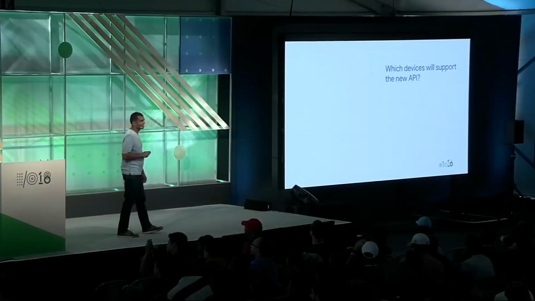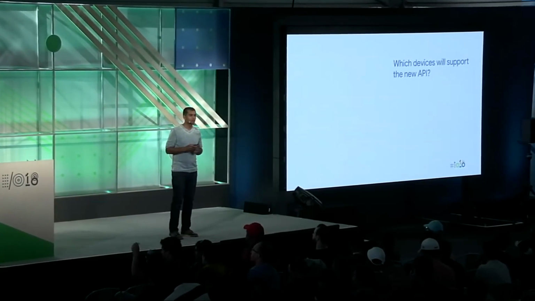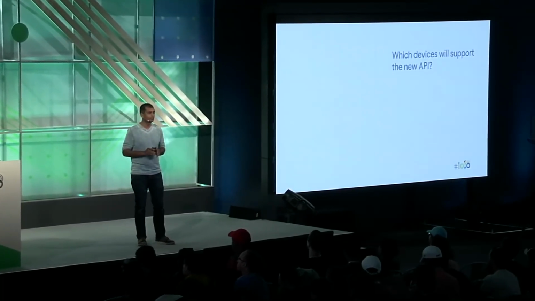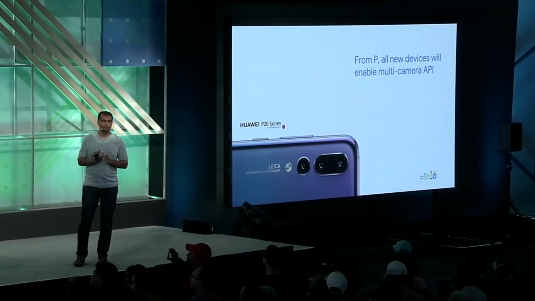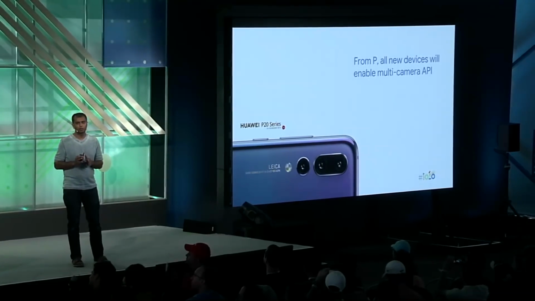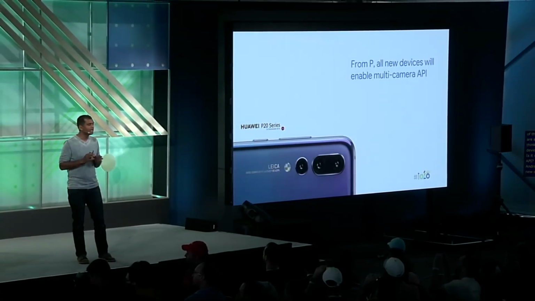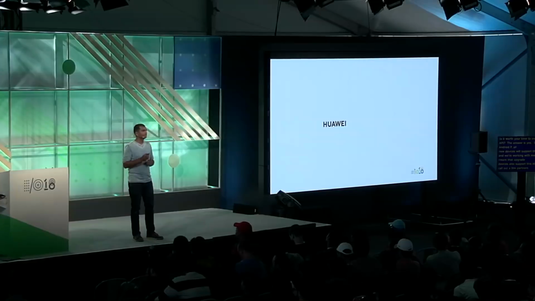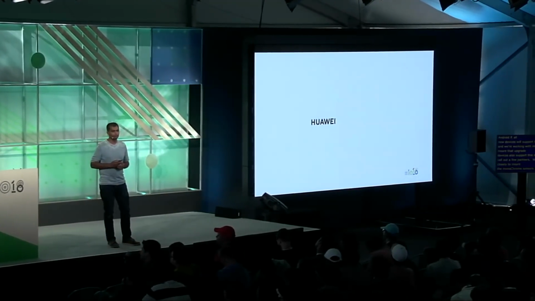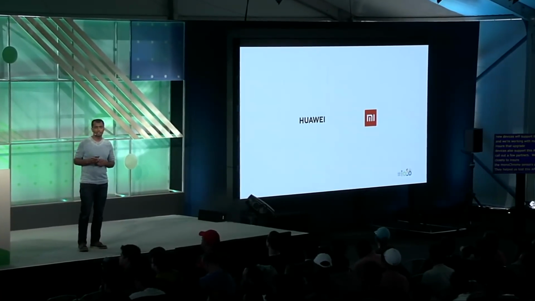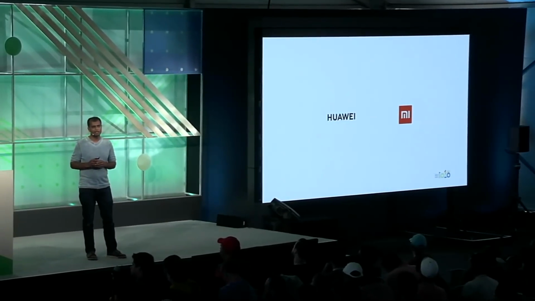So I know what you're thinking. Great, new API. Which devices will support it? Is it worth your time to invest in this new API? The answer is yes. Starting with Android P, all new devices will support this new API, and we're working with many partners to ensure that upgraded devices also support this API. So let me call out a few partners. We worked very closely with Huawei to ensure that monochrome sensors are supported. They actually helped us test this API. We worked with Xiaomi to ensure that a majority of their devices support this API as well.